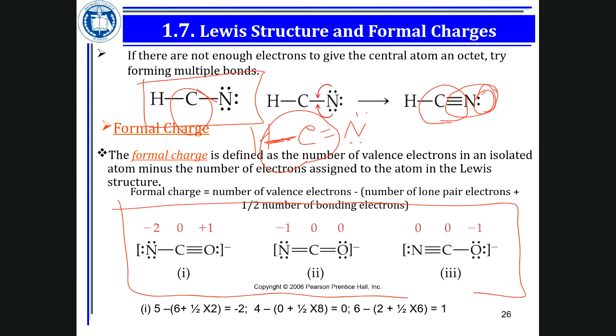oxygen and halogens, or halides, they do not like positive charge. So if you have a resonance structure, a Lewis structure, that gives positive charge to oxygen, forget about it. Unstable. So it's not even contributing.